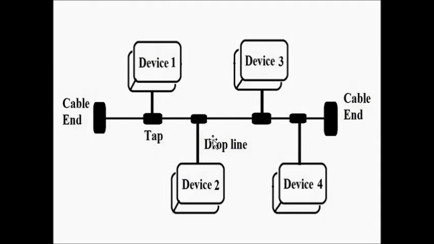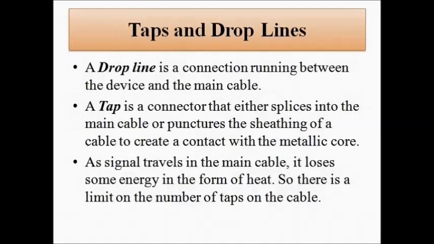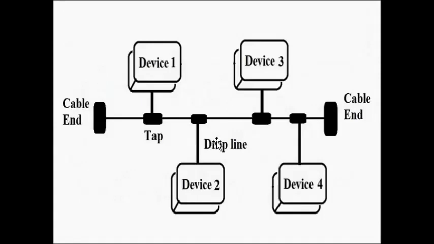Okay, so what are taps and drop lines? A drop line is a connection between the device and the main cable. These vertical lines between the main cable and the device are called the drop line. It forms a connection between the main cable and the device.